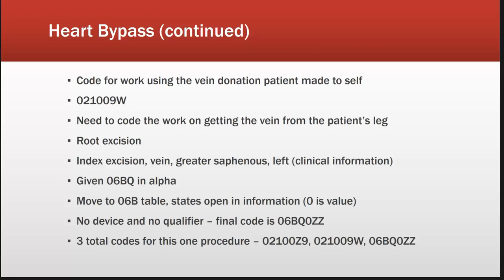You get the code portion of 06BQ in the alpha. You move to the 06B table. States in your clinical information this was done via open harvesting. 0 is the value for open surgical approach. No device, no qualifier. 06BQ0ZZ. That code is just for the vein harvesting. So you have one code for one bypass route, another code for another bypass route, and the code for the vein harvesting.